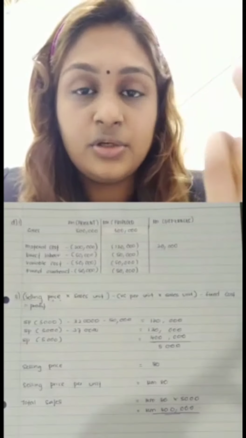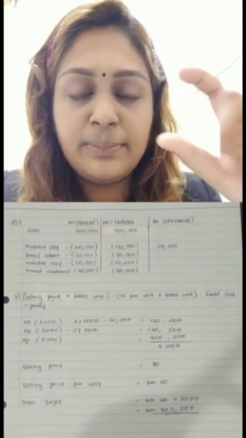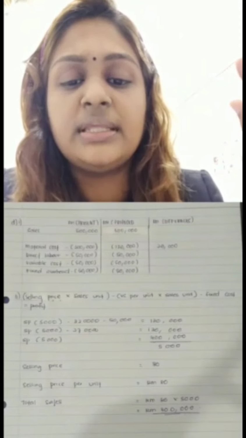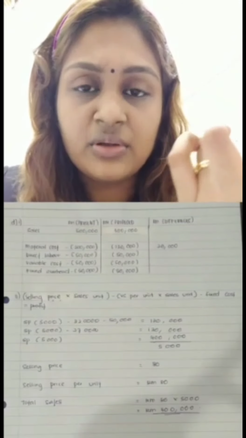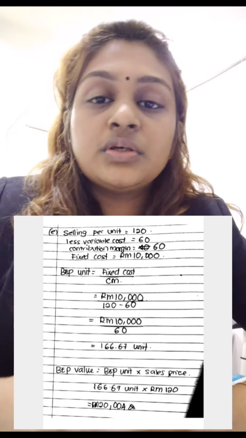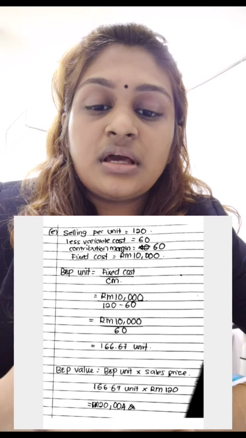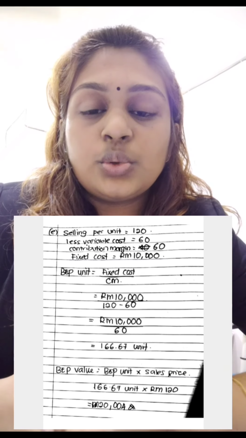So that is how I get the total sales: the selling price of 80 ringgit times the number of 5,000, so I get 4. So moving on to question E, the total price I get is 20,004.